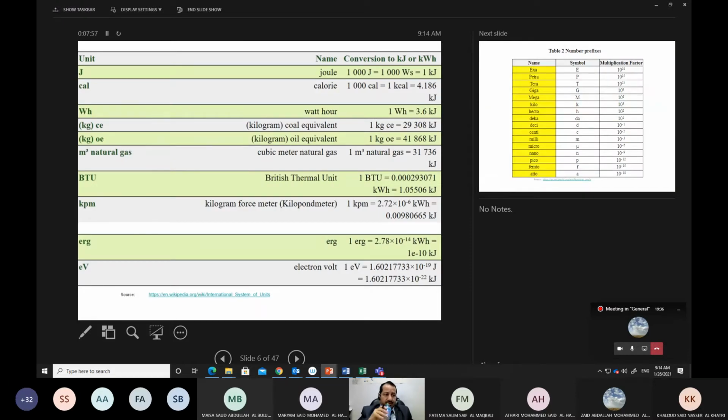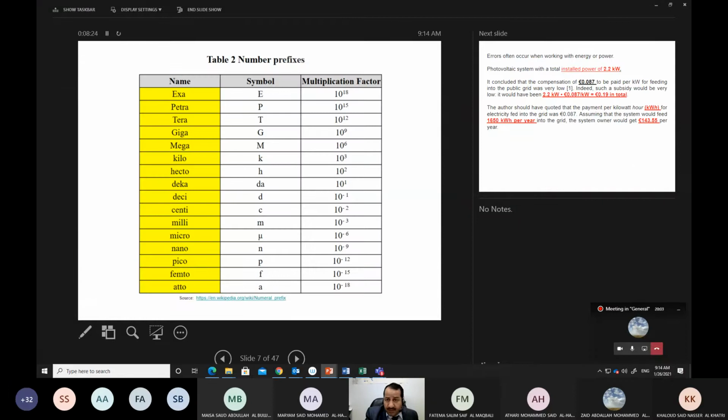Also here, another table which is also useful, using international system units. As you can see here, we have more units: BTU, British Thermal Unit, KPM, kilopound meter, or they call it kilogram force meter, ERG, or electron volt. Electron volt, we'll see, this is when we talk about the level of electrons. Okay, a small energy amount for the electron level. And based on this, we need to know how to deal with the prefixes. Some high values, some low values.